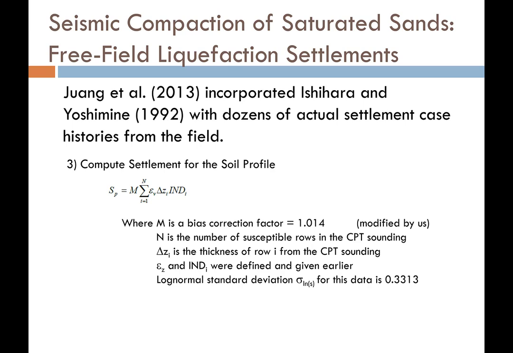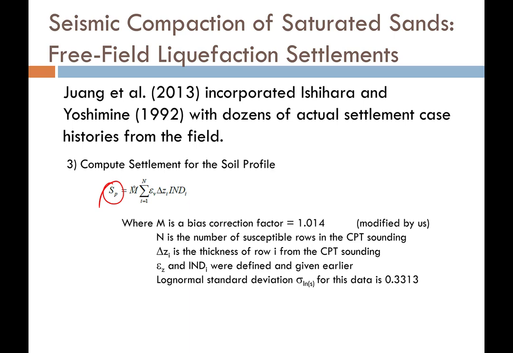And then finally, here's the corrected settlement from the soil profile. So this is that bias fudge factor I was telling you about, times the strain for the layer, times the thickness of the layer, that was like the L that I mentioned in my sketch before, times the probability of liquefaction for that layer. So you sum all those up and you get your settlement for your profile.